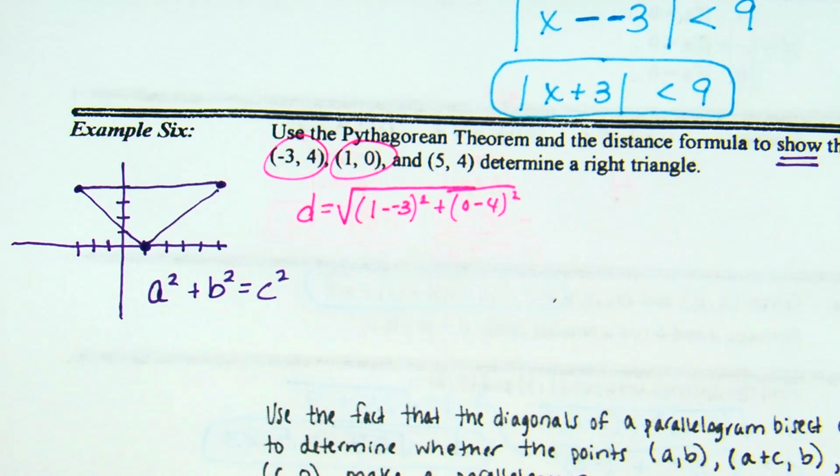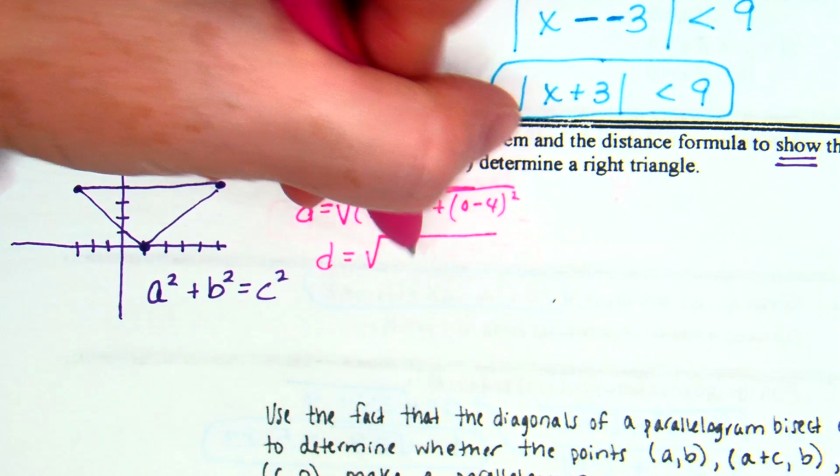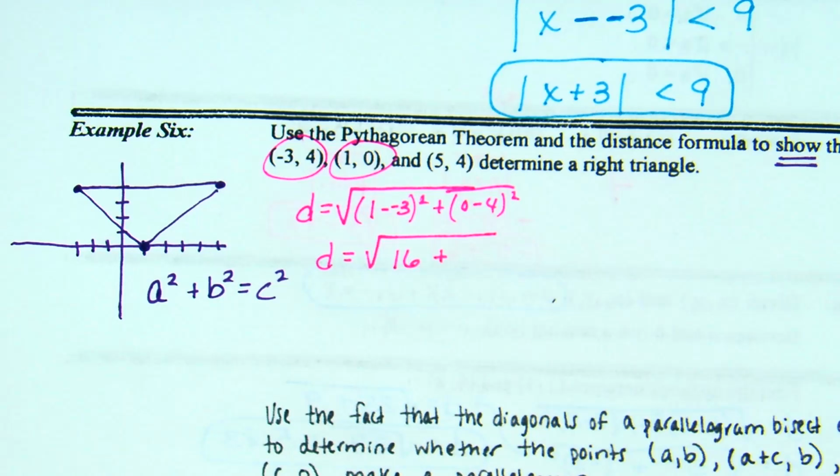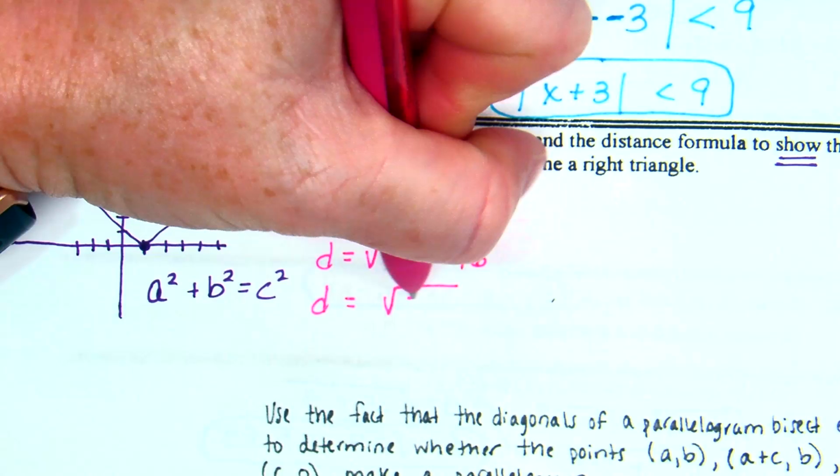Do some math. 1 minus -3 is 4. 4 squared is 16. 0 minus 4 is -4. -4 squared is 16. 16 and 16 is 32.